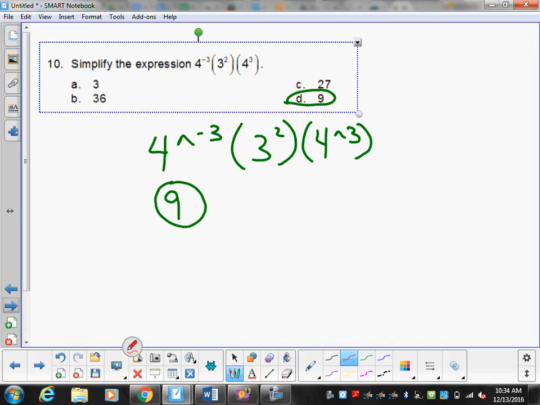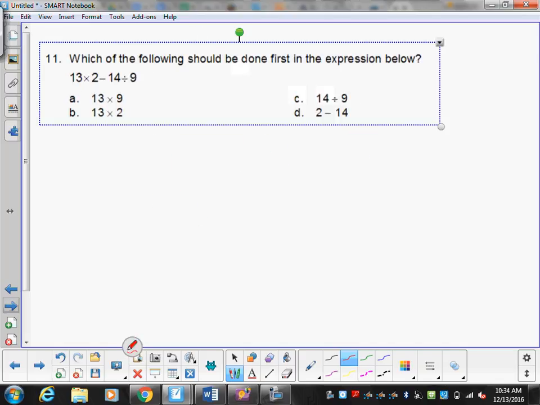Okay. Number 11. Which of the following should be done first in the expression below? On these kinds of problems, we are using our order of operations. Remember, multiplication and division actually go together. You don't always multiply before you divide. It depends on what comes first, going from left to right. Same for addition and subtraction.